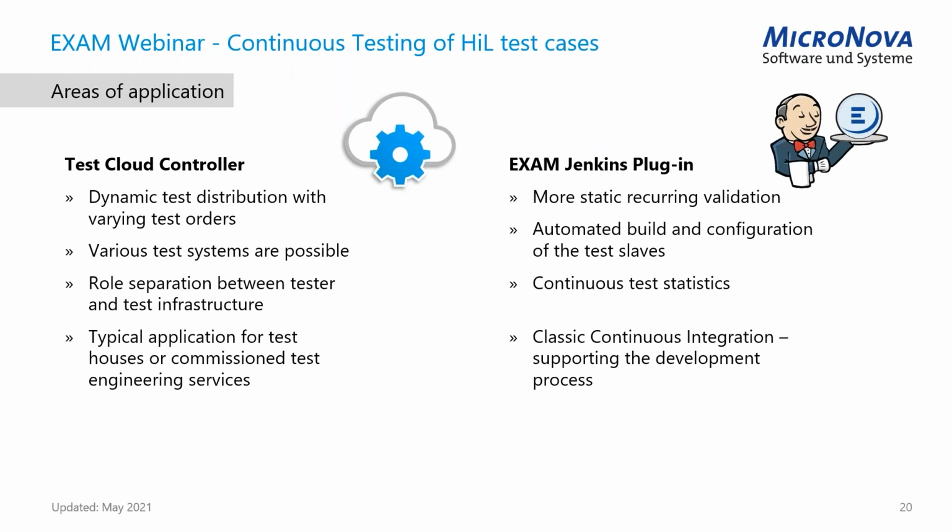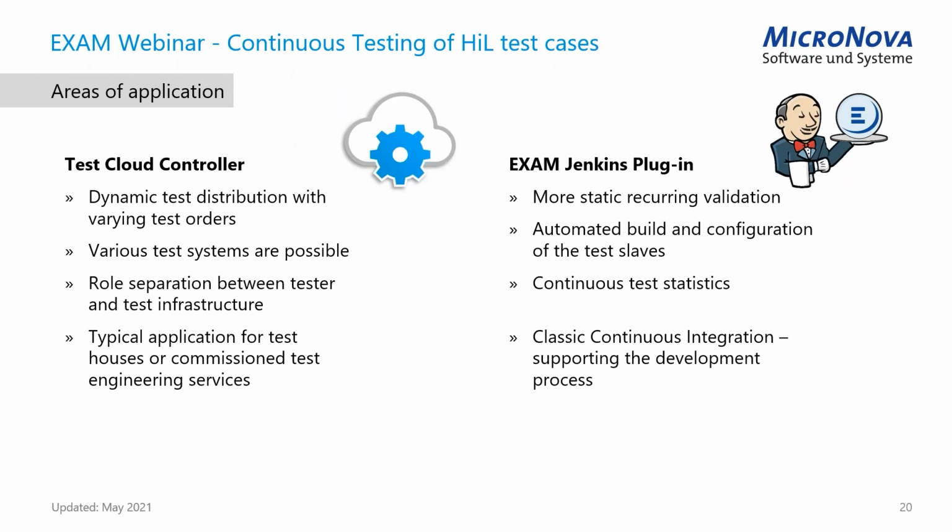or ECUs. On the other hand, the XM Jenkins plugin definitely makes sense if you already have your software development connected to a build management system like Jenkins, and if you have a more static and recurring validation of the same tests, so that the test scope is not changing too much, but you can just think of code integrations and rerunning your tests for validation. Also, where you can easily think of an automated build, setup, and configuration of your testing slaves.